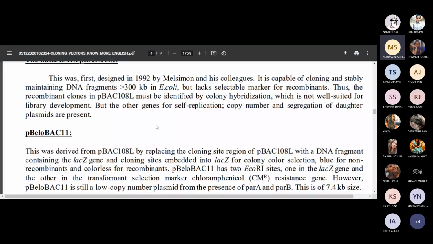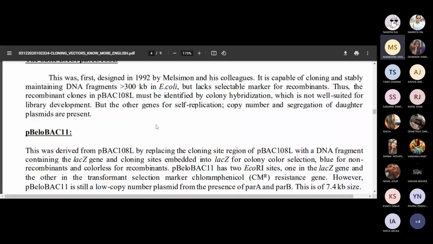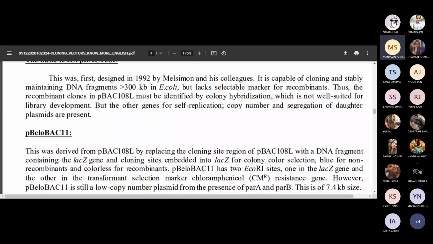The basic BAC was first designed in 1992 by Mel Simon and his colleagues. It is capable of cloning and stably maintaining DNA fragments of more than 300 kb in E. coli, but lacks a selectable marker for recombinants.